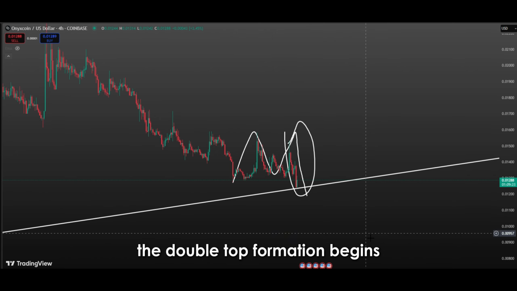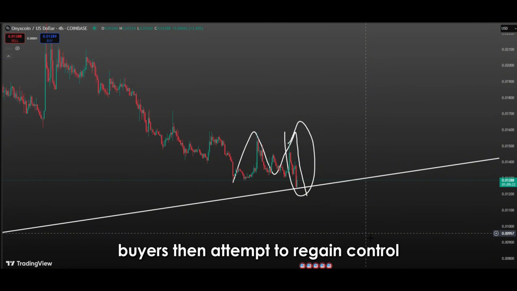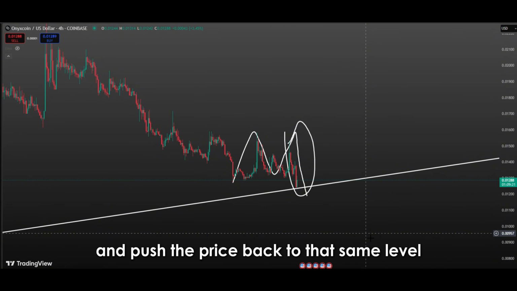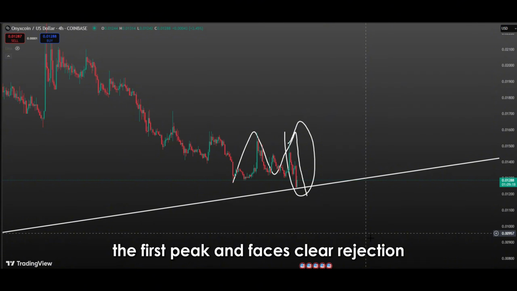The double top formation begins when the price reaches a certain high and then pulls back. Buyers then attempt to regain control and push the price back to that same level. However, this second attempt also fails to surpass the first peak and faces clear rejection.